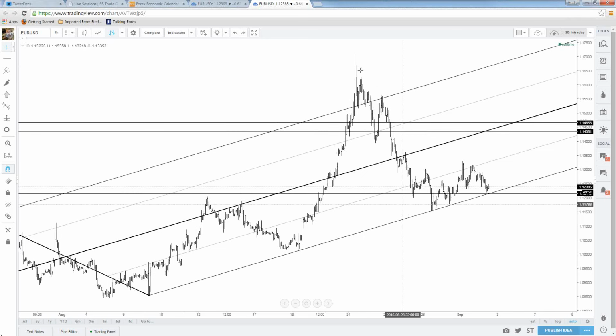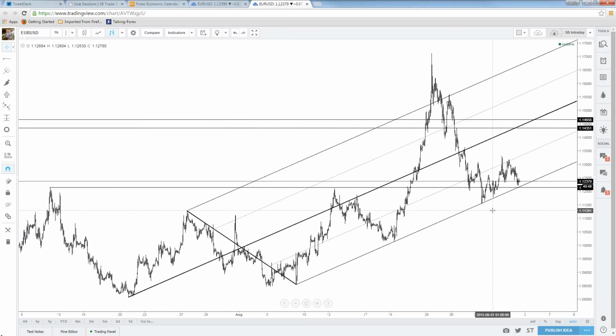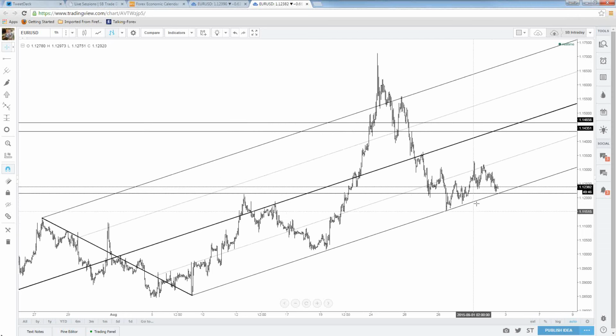You do have an impulsive decline here too. So it's quite possible that the euro, this is something like an A, B, and we get a C wave rally into tomorrow, the end of the week. Remember, there's ECB tomorrow too.